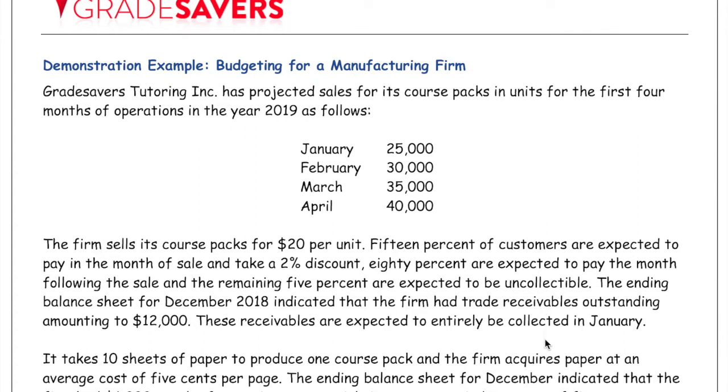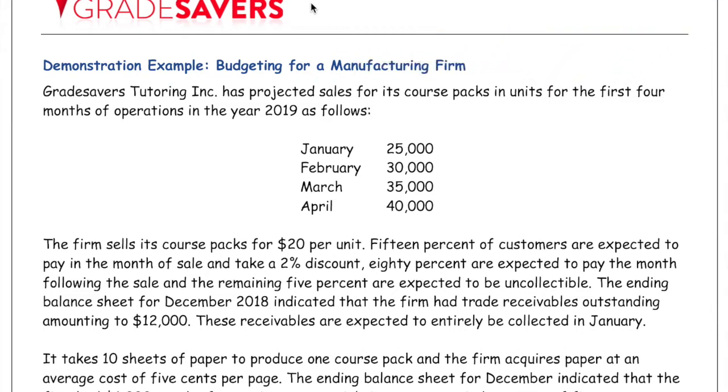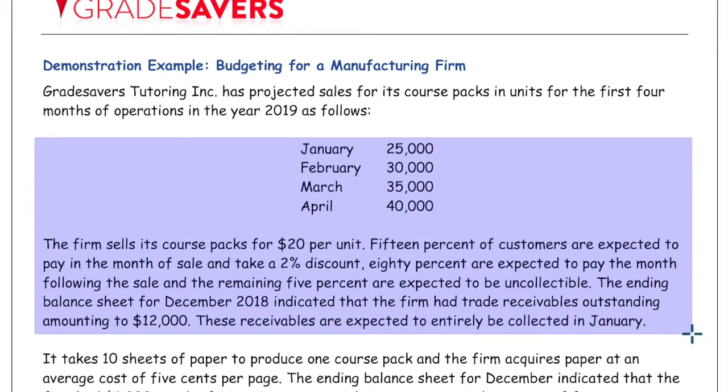The ending balance sheet for December 2018 indicated that the firm had trade receivables outstanding amounting to $12,000. These receivables are expected to entirely be collected in the month of January. So far, what is being offered to us is information that we need for our sales budget and our schedule of cash collections from customers. So these unit sales, along with the collection policy that's described below, are going to be used to prepare a sales budget and a schedule of cash collections.